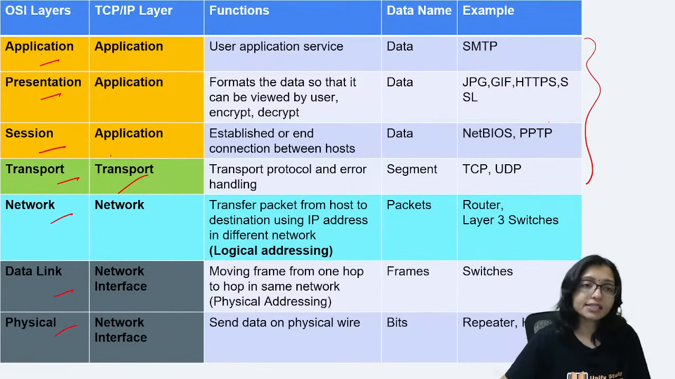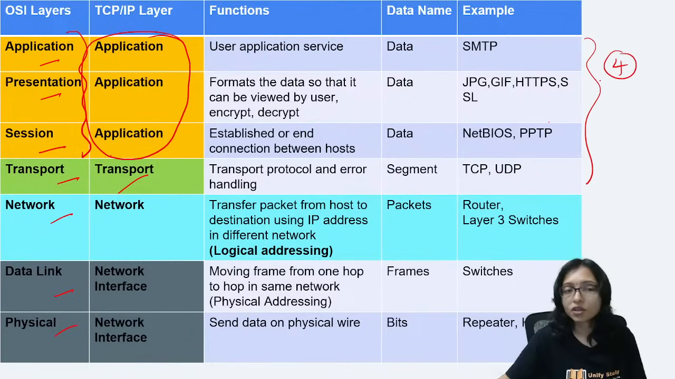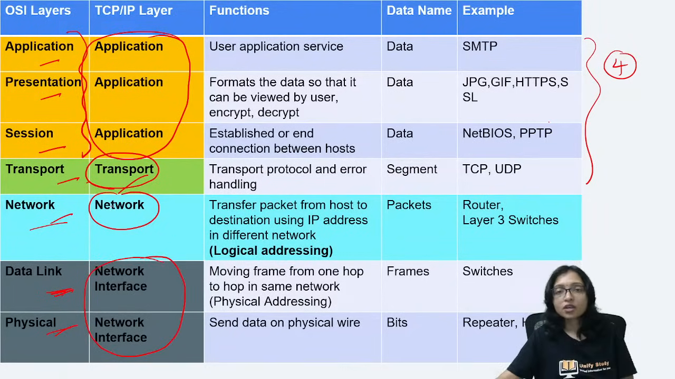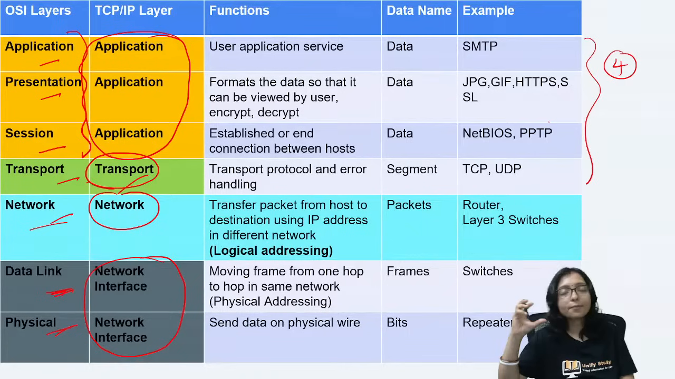Now you can see these 3 layers together are called the application layer in TCP, because TCP has only 4 layers. The transport layer is itself named transport. The network layer is named network layer. The data link layer and physical layer together are named the network interface. So the 7 OSI layers are divided under the 4 TCP layers.